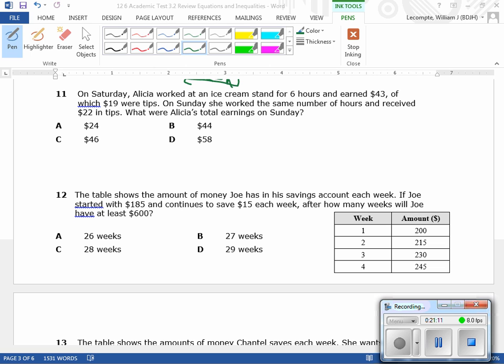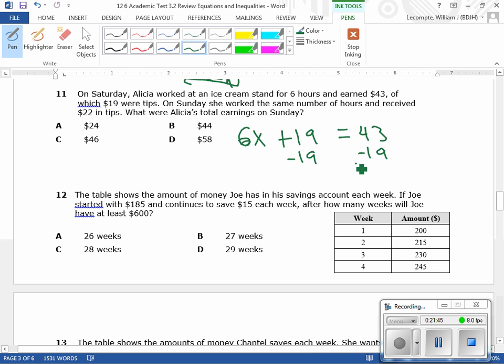Alright, so basically she worked 6 hours and earned $19 in tips, and that equals $43, right? She said she earned $43. She had worked 6 hours but had $19 in tips. So if we subtract 19 from both sides, that gives me 24, and then I divide by 6, I get x is equal to 4.